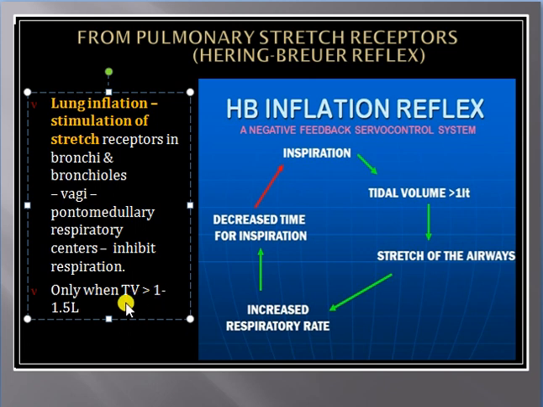If this is greater than 1 to 1.5 liters, your lungs are in a stretched condition. Then in this stretched condition, the stretch receptors are stimulated, they send the information to the respiratory center, and then respiration automatically decreases. When the airways are stretched, the stretch receptors send the information to the respiratory center, which decreases the respiration time. This is not given properly, but what I said here is, when the tidal volume is greater than 1 to 1.5 liters, the stretch receptors inhibit the respiratory center in the medulla oblongata through the nerves.